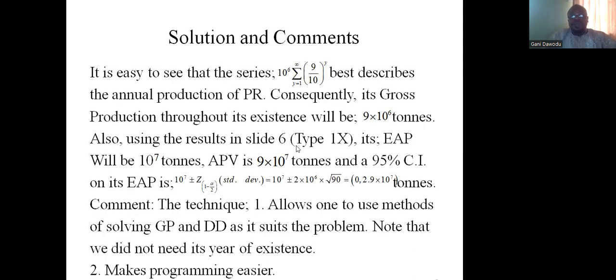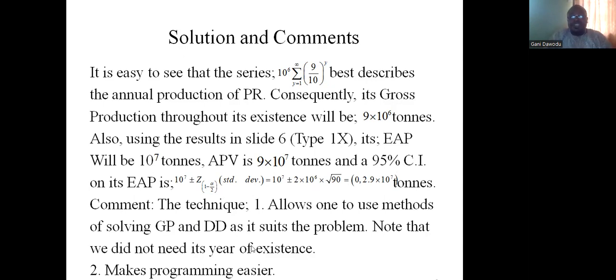So meaning that we will use that result to calculate the average production, EAP, to be 10⁻⁷, the average production variance to be this, and the 95% confidence interval on this AP will be this tons. Comment: the technique allows one to use more methods of solving GPs and DPs as it suits the problem. So you have a lot of ways through which you can handle the problems in there.